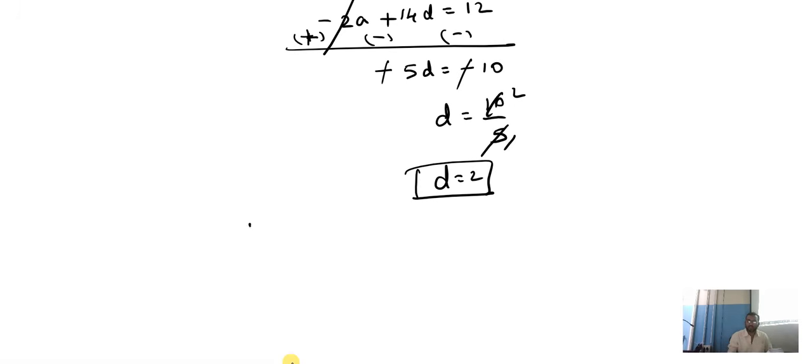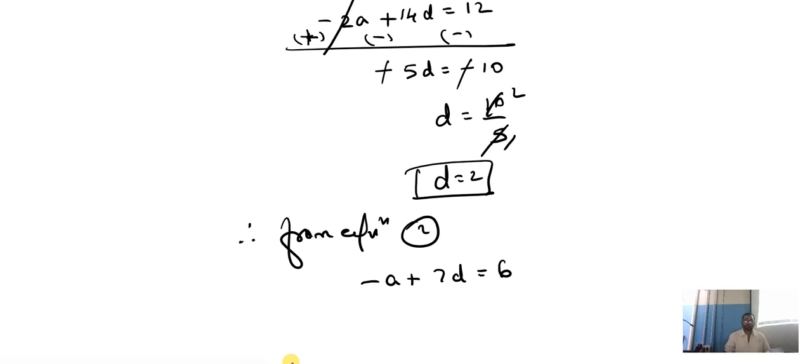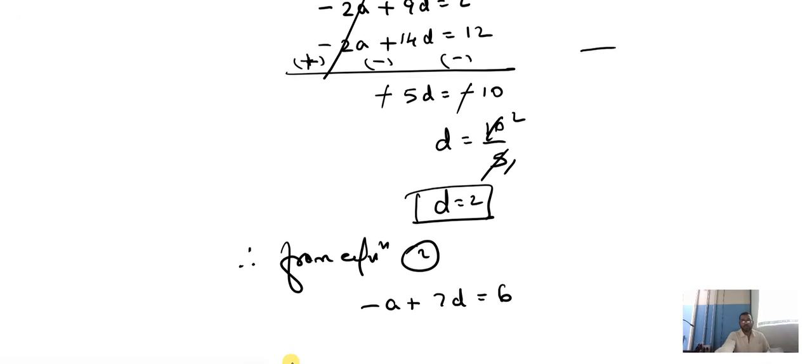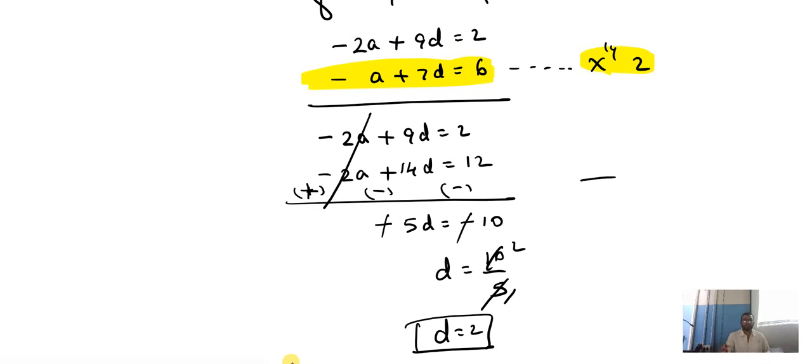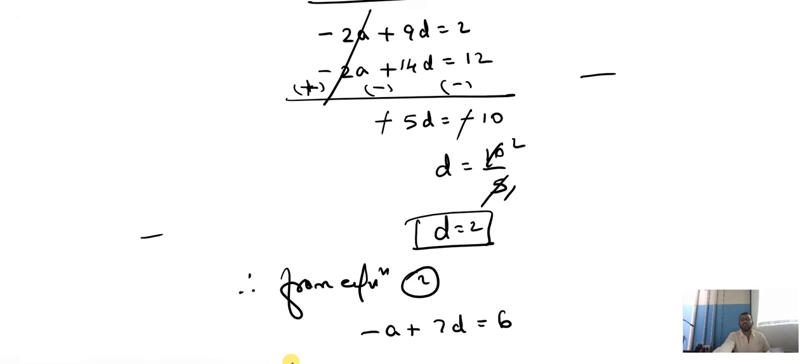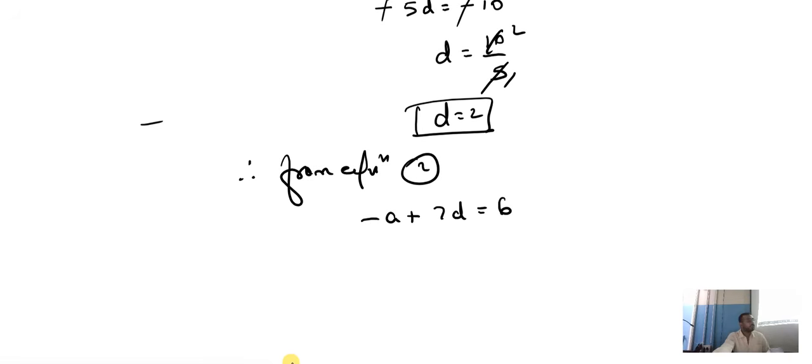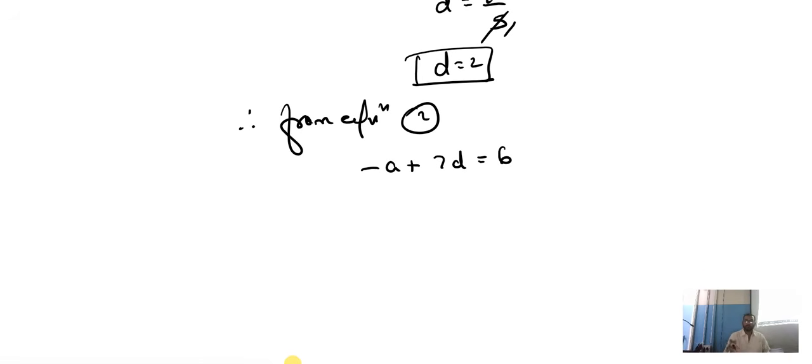Now we can say, therefore, from equation 2, minus A plus 7D is equal to 6. I hope you remember this. Equation 2 here. Can you see this? Which I have highlighted, minus A plus 7D is equal to 6. That one. Okay. Now in this equation, in the place of D, we will substitute 2. Now minus A as it is plus 7 into D, which is 2, is equal to 6. Minus A plus 7 twos are 14 is equal to 6.